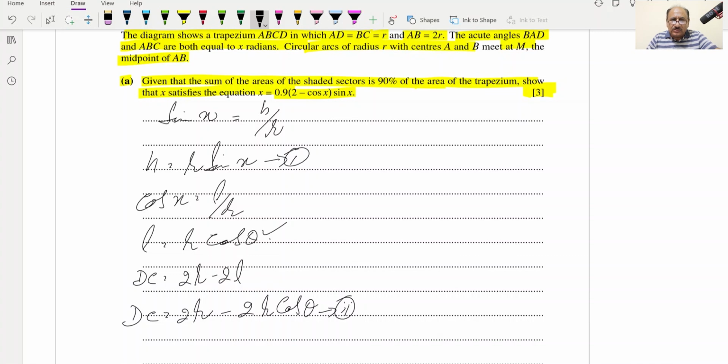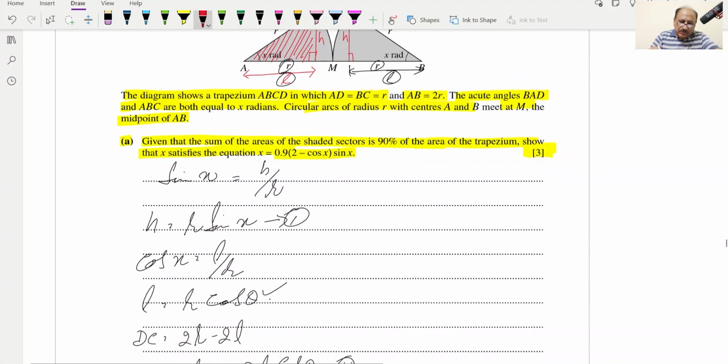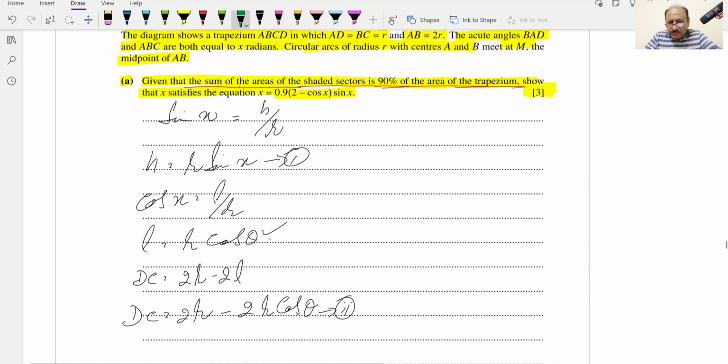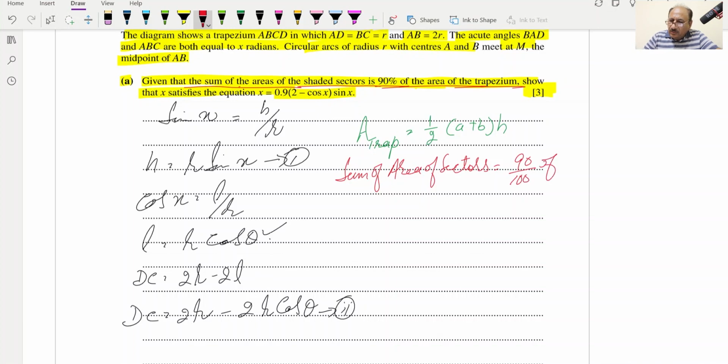Now we can use equations 1 and 2 and we can find this. So basically, the area of the trapezium is equal to what? Now we will apply the condition. Which condition? Given that the sum of the areas of the shaded sectors is 90% of the area of the trapezium. So this is the condition which we will be applying, and we know that the area of a trapezium is equal to 1 by 2 into (a plus b) into h. And the sum of sectors is what? By the condition of the question, the sum of the areas of the sectors is equal to 90% of the area of the trapezium.